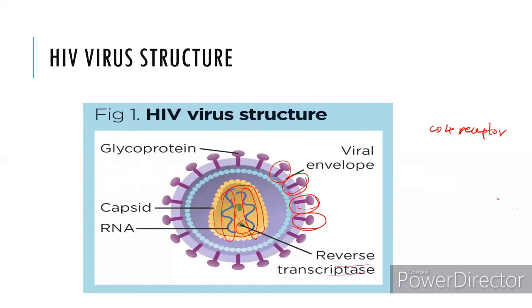So there are three enzymes involved in the life cycle of HIV. First is reverse transcriptase, second is integrase, third is protease.